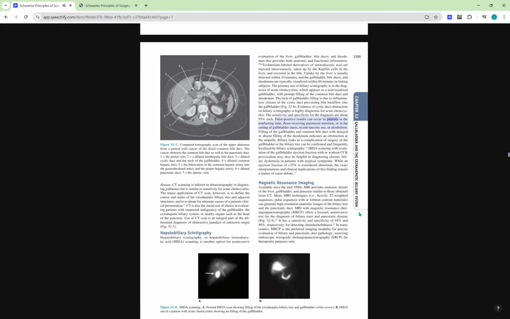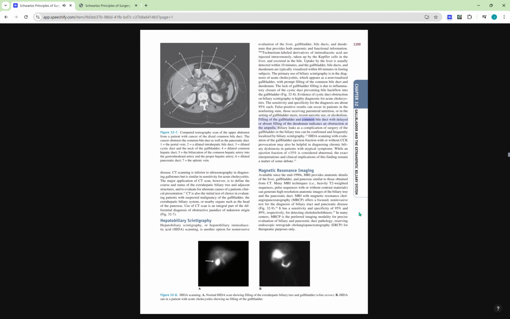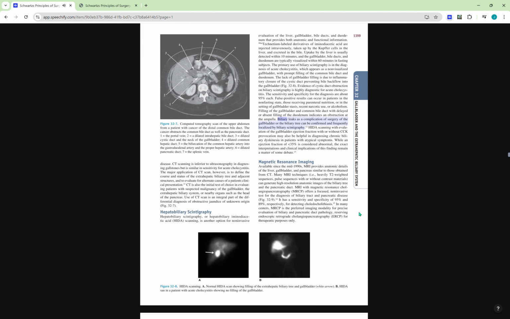False positive results can occur in patients in the non-fasting state, those receiving parenteral nutrition, or in the setting of gallbladder stasis, recent narcotic use, or alcoholism. Filling of the gallbladder and common bile duct with delayed or absent filling of the duodenum indicates an obstruction at the ampulla. Biliary leaks as a complication of surgery of the gallbladder or the biliary tree can be confirmed and frequently localized by biliary scintigraphy.